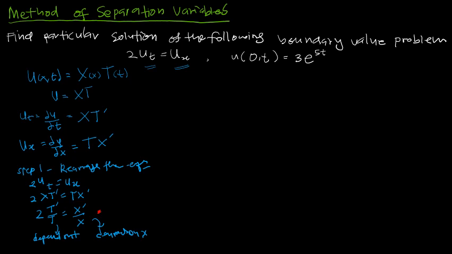So we can put it equal to a constant. For example, here I put negative k, or we can also put k. Then we can split the equation, since both sides are equal to negative k. So this means we go to step 2, where we try to split the equation.